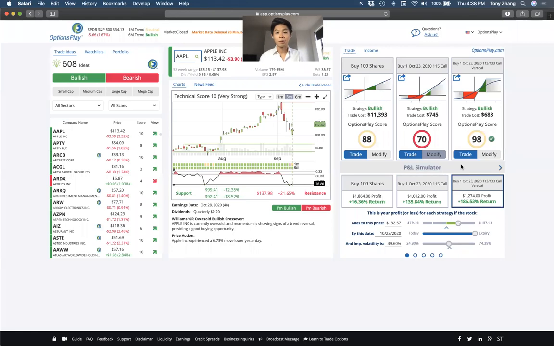Now, I always advocate for anyone who's starting out with options, never look at how much money you can make on a trade first. Always look at how much money you can lose. That's always the first step, because if you can't take on the max risk of a trade, you shouldn't be in that trade to begin with.